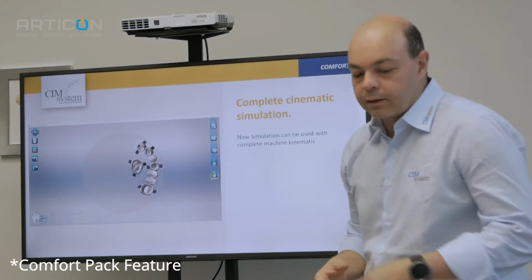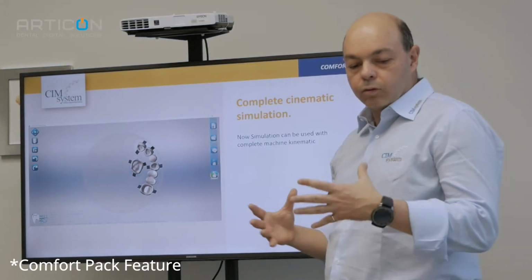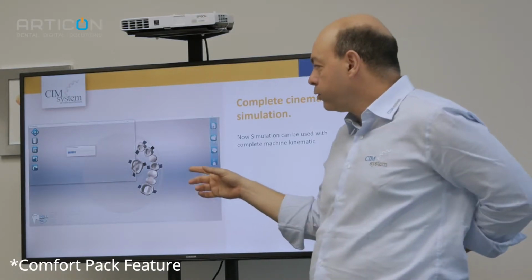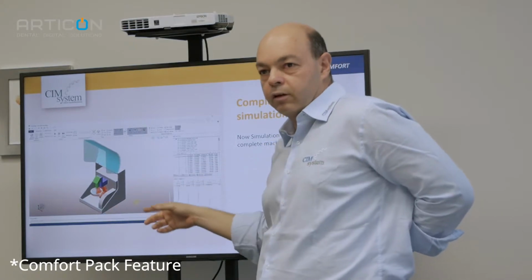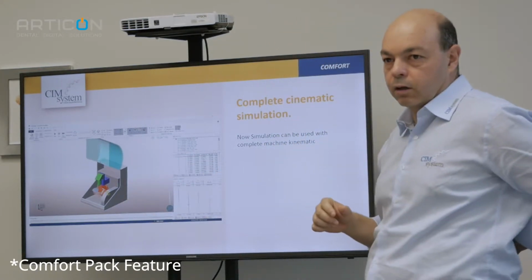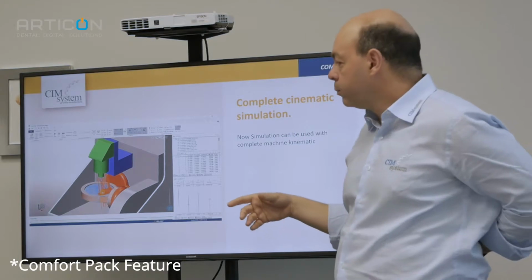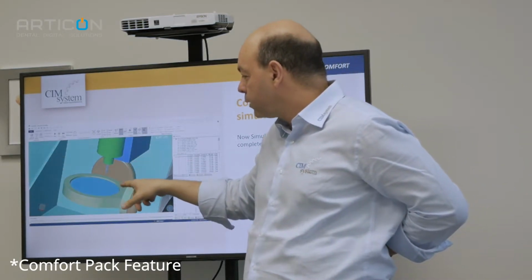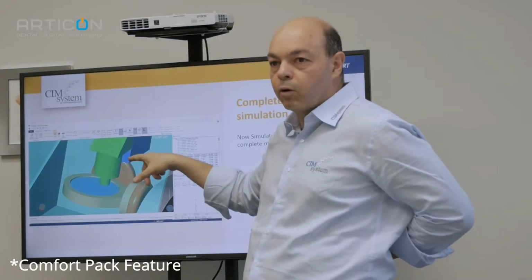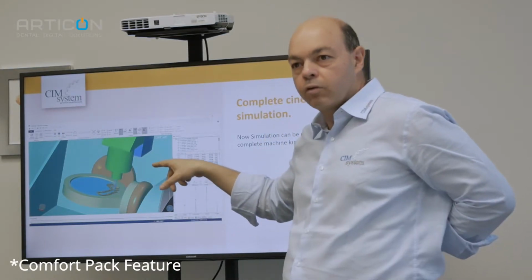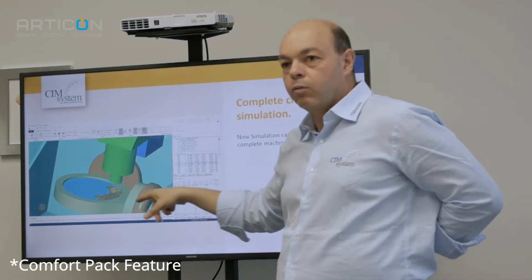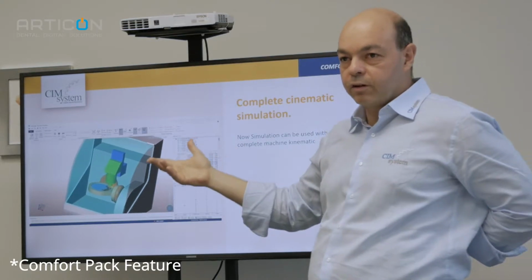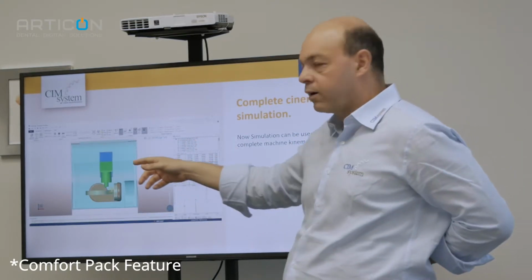Okay, this is another news, but I needed all parts of the machine. When I start the simulation, now it's possible to have the whole machine inside the simulation kinematic. Okay, it's more complete because sometimes you have a problem, a collision of this part with the 4th axis. In this moment, it's not possible to check this because I have only the EQP and I have only the spindle and the tools. If I put the whole machine in the simulation, it's possible to check everything.